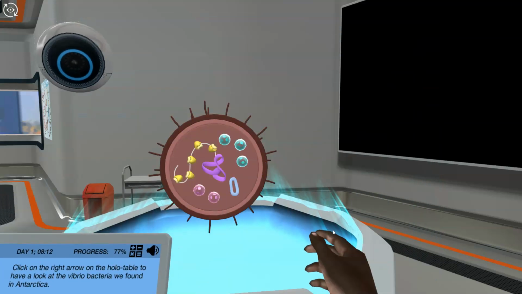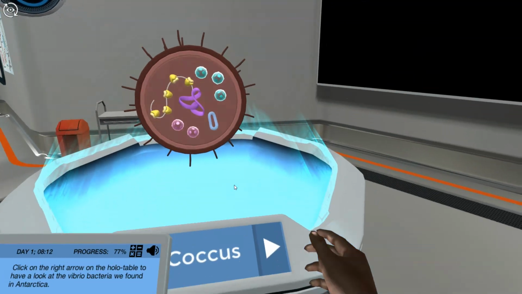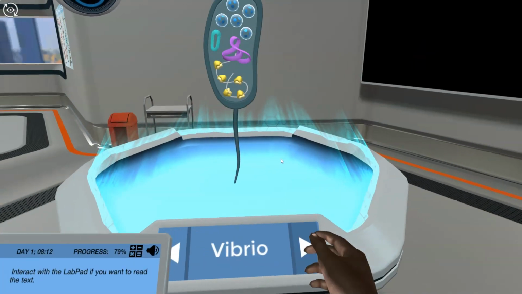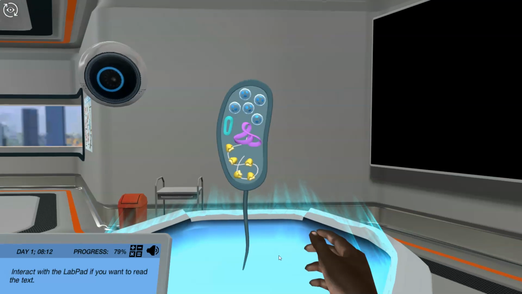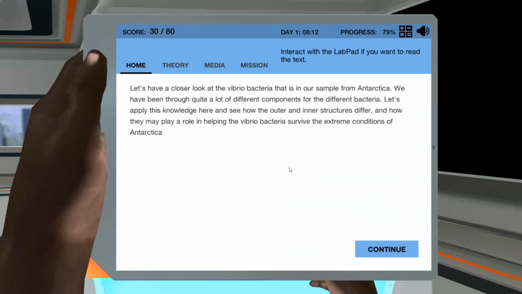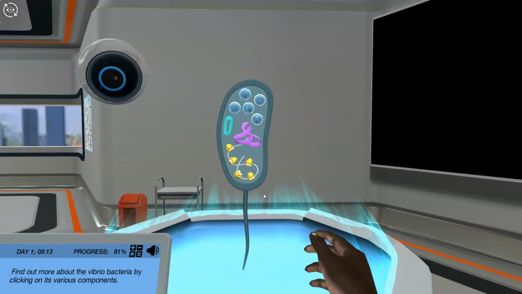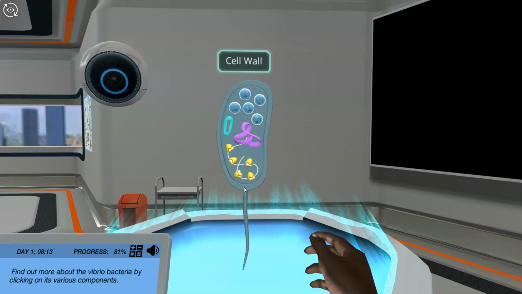Click on the right arrow on the hollow table to have a look at the Vibrio bacteria we found in Antarctica. Let's have a closer look at the Vibrio bacteria that is in our sample from Antarctica. We have been through quite a lot of different components for the different bacteria. Let's apply this knowledge here and see how the outer and inner structures differ, and how they may play a role in helping the Vibrio bacteria survive the extreme conditions of Antarctica. Find out more about the Vibrio bacteria by clicking on its various components.